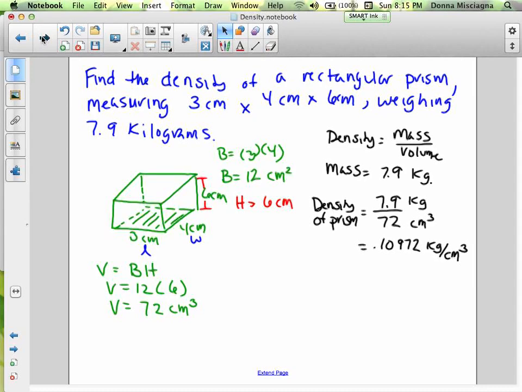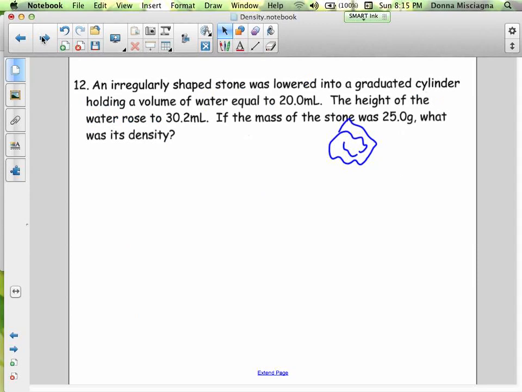Let's try another one. I think we've only got a few left. You gotta love that picture. That is the irregularly shaped stone. Is that not beautiful?